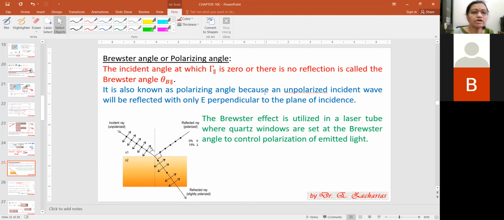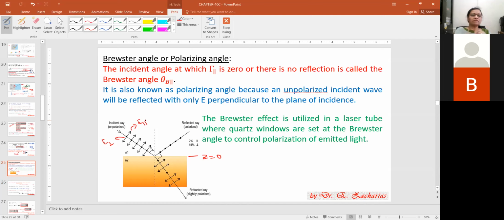Listen, it is also called a polarizing angle because of an unpolarized incident wave. Here I have shown you a picture. This picture is not from your book. This is my boundary, let us say z equal to 0. An unpolarized wave is hitting. Why am I calling it unpolarized? You look here, it has both a perpendicular component and a parallel component. A component of electric field lying on the plane of incidence, and a component which is perpendicular. So that means it is unpolarized.